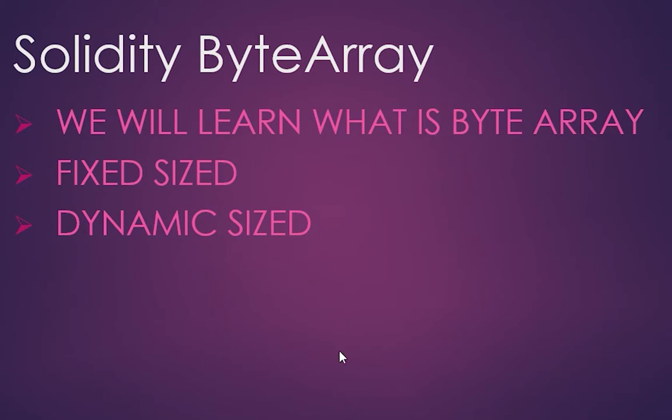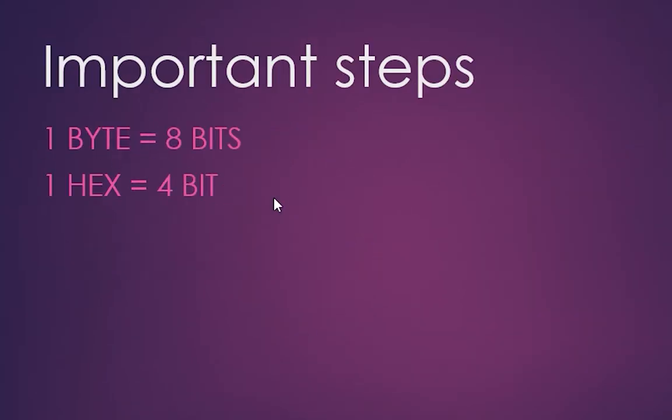Before starting coding, first you have to know about some important steps. These are the important steps you must know about. In 1 byte we have 8 bits, and in 1 hexadecimal value we have 8 bits, and all the values stored in a byte array will be in the form of hexadecimal. To see the practical, let's move to the Remix IDE.